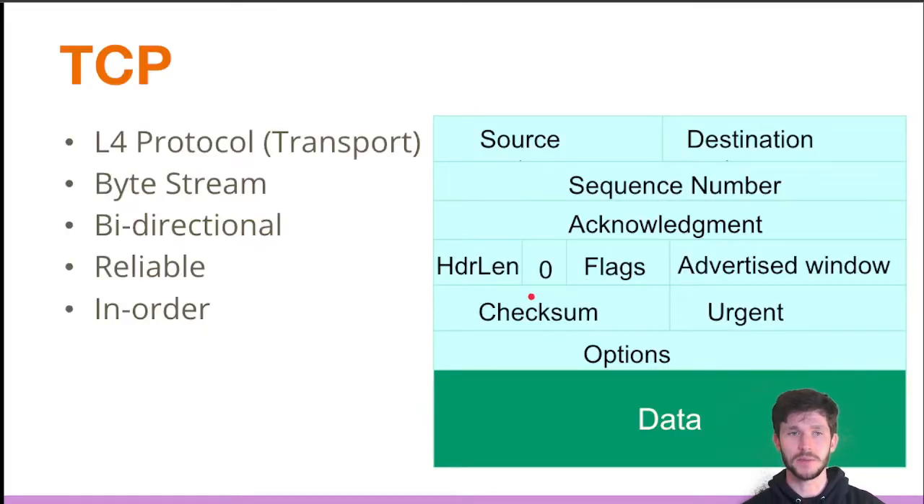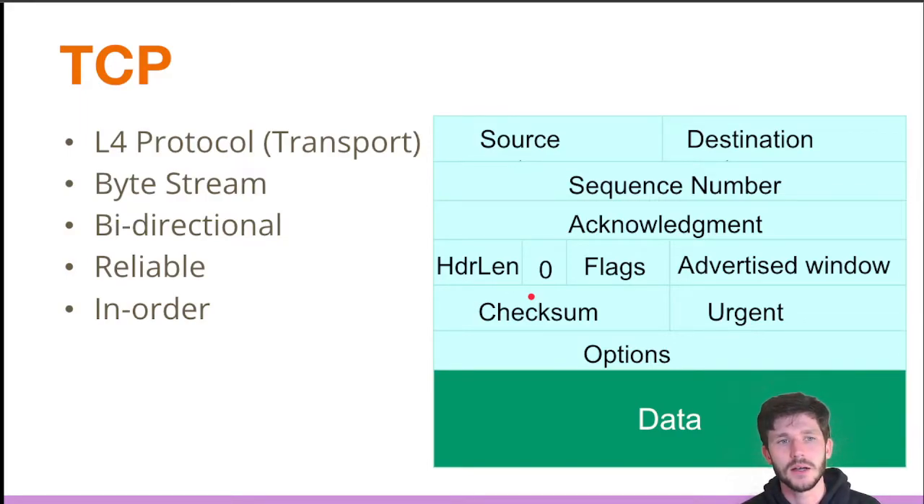Now let's take a bit of time to look at TCP. So what is TCP? We've been talking about how we provide reliability. TCP is a level 4 protocol responsible for transport. And it provides an abstraction of a byte stream to the application, which is at layer 5.